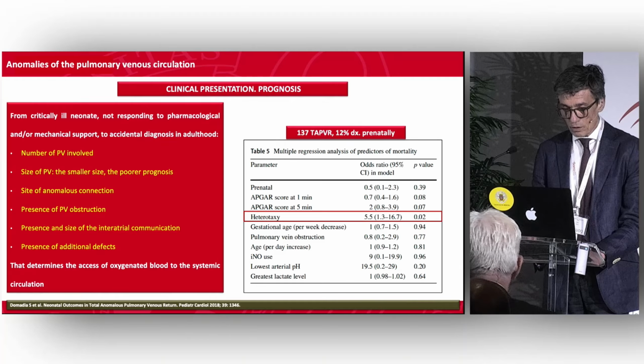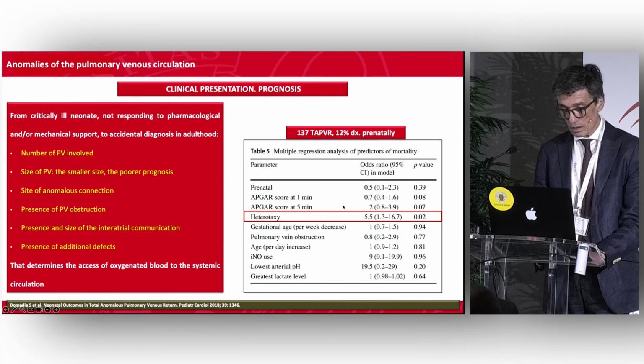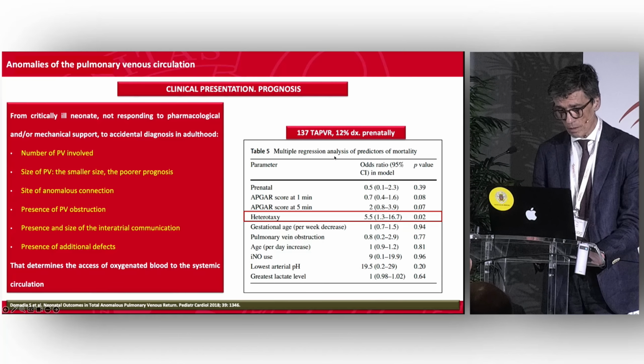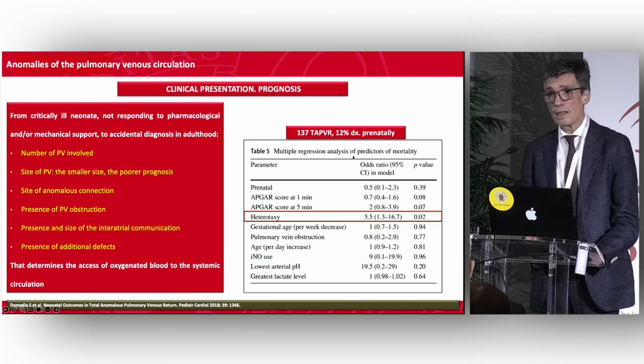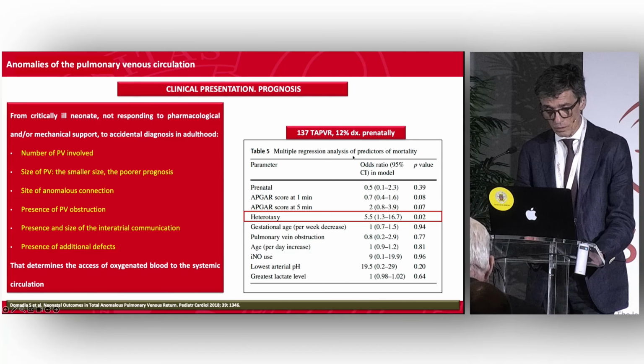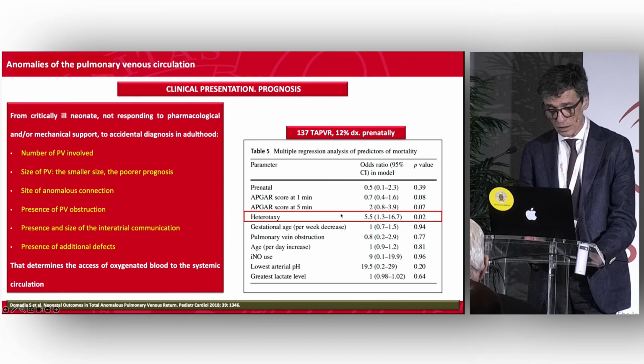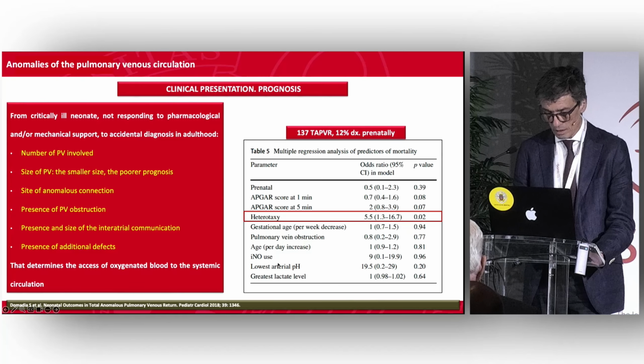From the prognosis point of view, there is a paper from a Canadian group with almost 140 cases of totally abnormal pulmonary venous return, with only 10% of the cases diagnosed prenatally. The single best parameter to predict the prognosis is the presence of cardiosplenic syndrome. Neither of the other parameters has a clear impact on the prognosis.